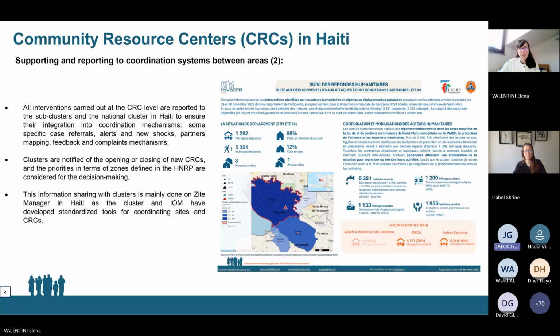We then report the work back to the CCCM cluster, which then shares this sitrep that allows us to identify gaps, coordinate, and see what else can be done for the displaced people living in that given area. As shown in the slides, we report to the subclusters and the national cluster in Haiti to ensure their integration into the mechanisms of coordination.